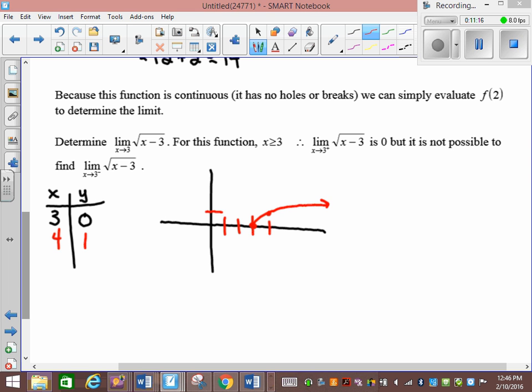So I can say that the limit as x approaches 3 of the square root of x minus 3 does not exist. If from the left and the right they don't approach the same thing, it doesn't exist. What if I asked you for the limit at 4? The limit as x approaches 4. From the left, what is the limit as x approaches 4? Give me. 1. It's approaching 1, right? From the right, what is the limit as x approaches 4? Give me. 1. So what's the limit as x approaches 4? 1, because they're the same. Okay? So if you get the same limit from the left and right, the limit at that value exists.